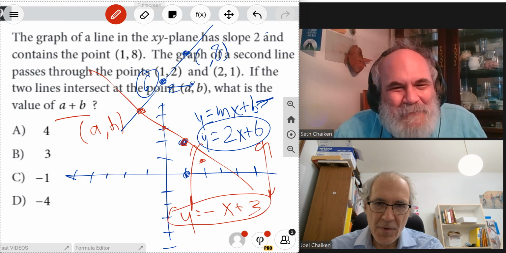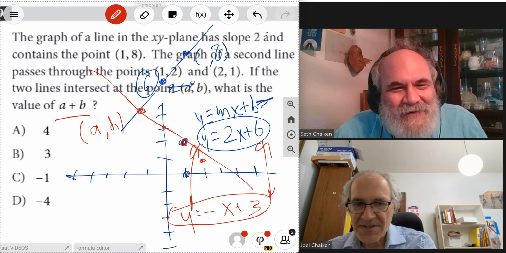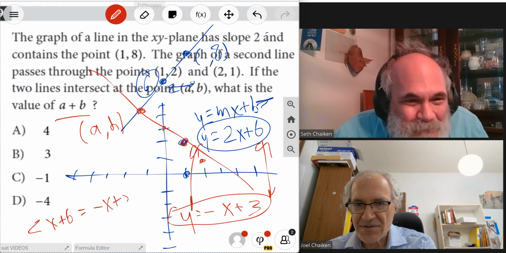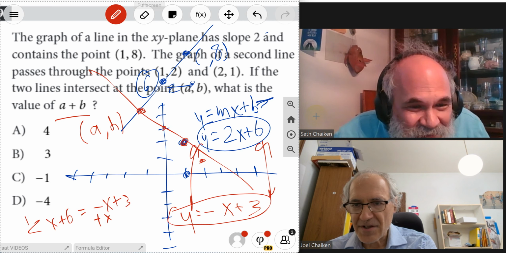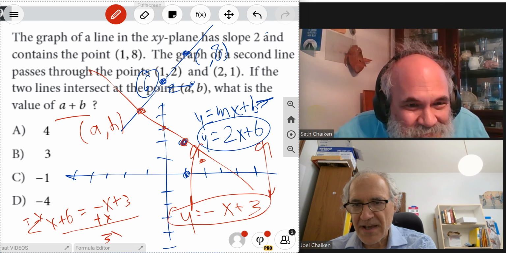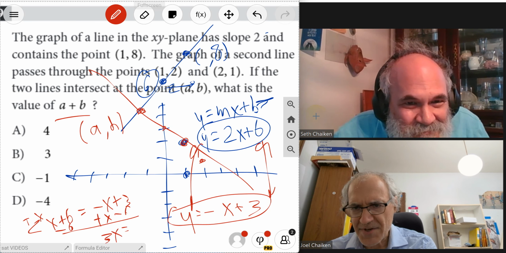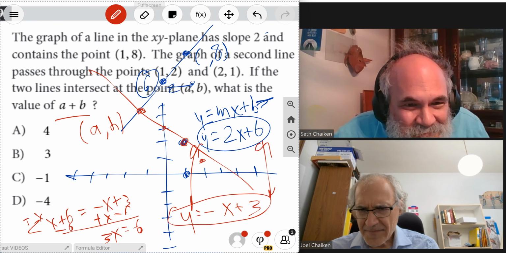You do the 2 y's. See that y and a y? So you substitute. 2x plus 6 is equal to negative x plus 3. And then you do a plus x on each side. And then you get 3x is equal to negative 3, right? Because you subtract 6.